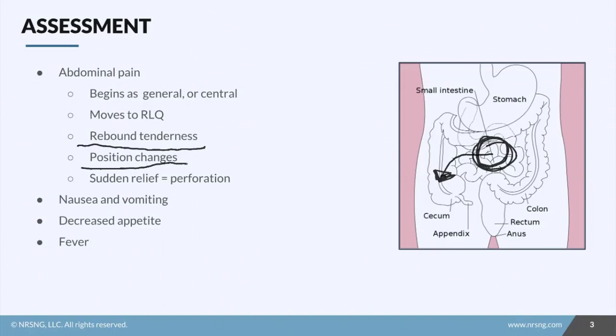One thing to always make note of in regards to pain is that if it suddenly goes away, this can be a sign that the appendix has actually burst, which is not good, and it makes treatment a lot more complicated. Other symptoms that are associated with appendicitis are nausea and vomiting, decreased appetite, and also fever.